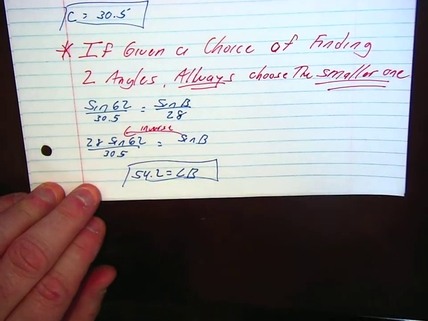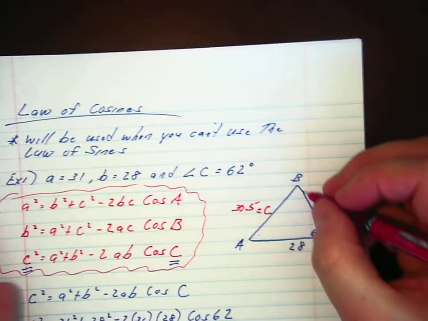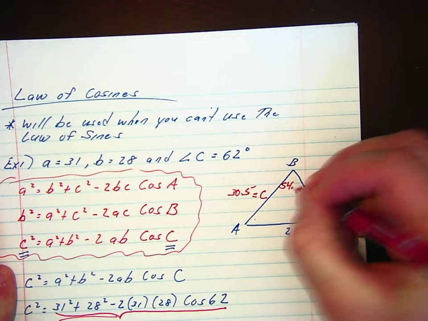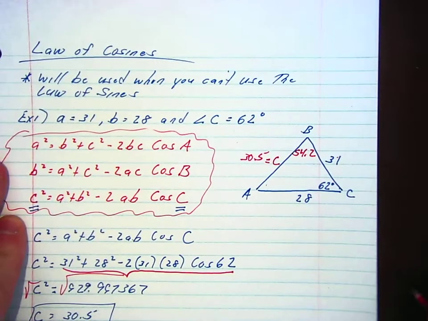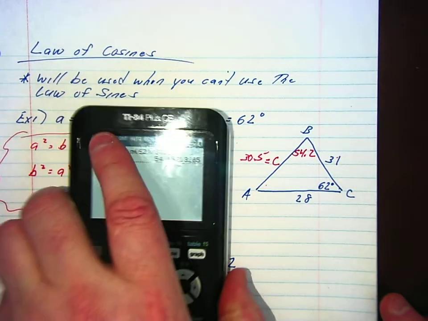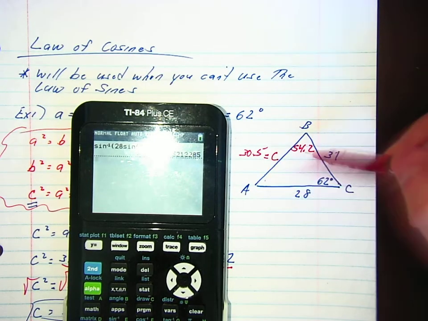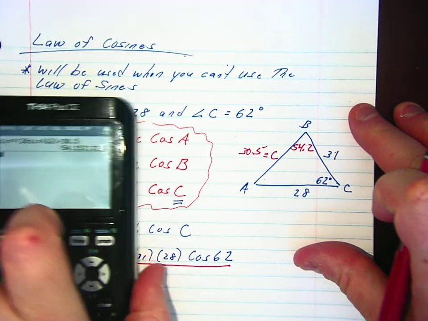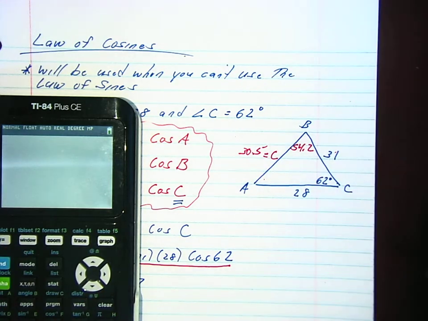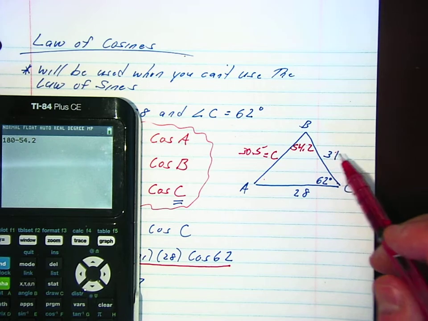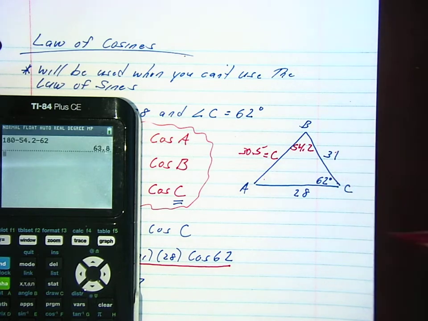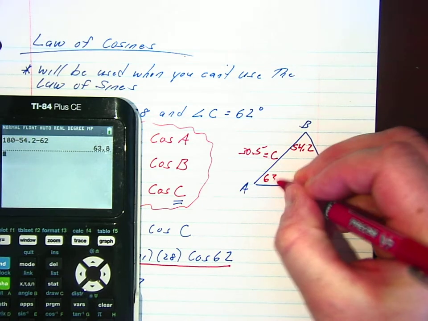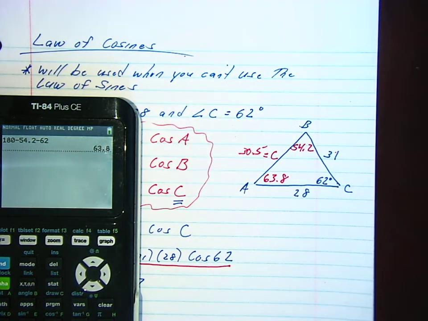Okay, so now I can put that in here, 54.2. And now you can just subtract those two from 180 to get angle A. Like I said before, you're always going to get the biggest angle by subtracting the two you found from 180. So that's why we always want to do that last. Biggest angle always last. So we have 180, and if we subtract this 54.2 and we subtract 62, that will give me your final answer here, 63.8. And now you've completed that triangle.